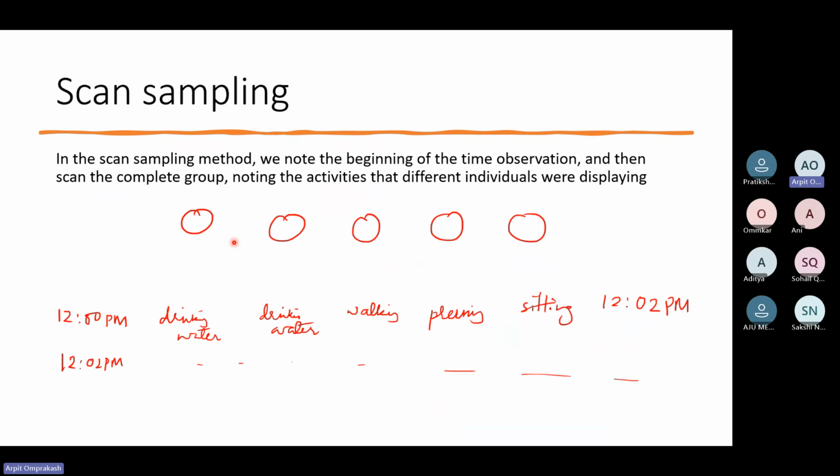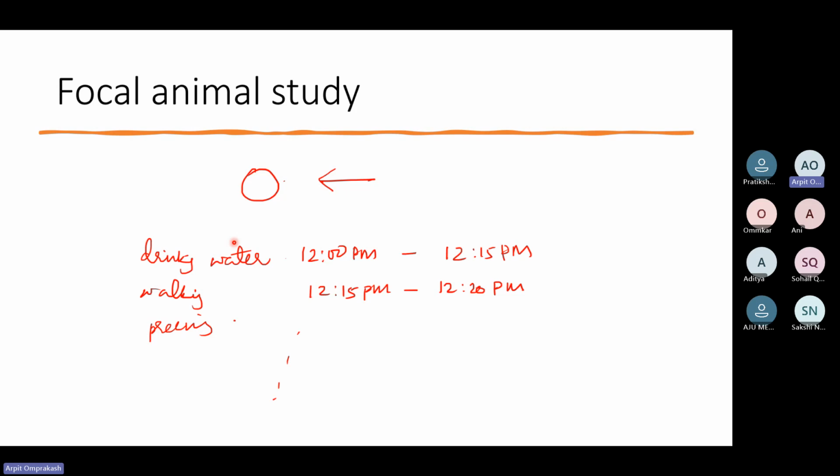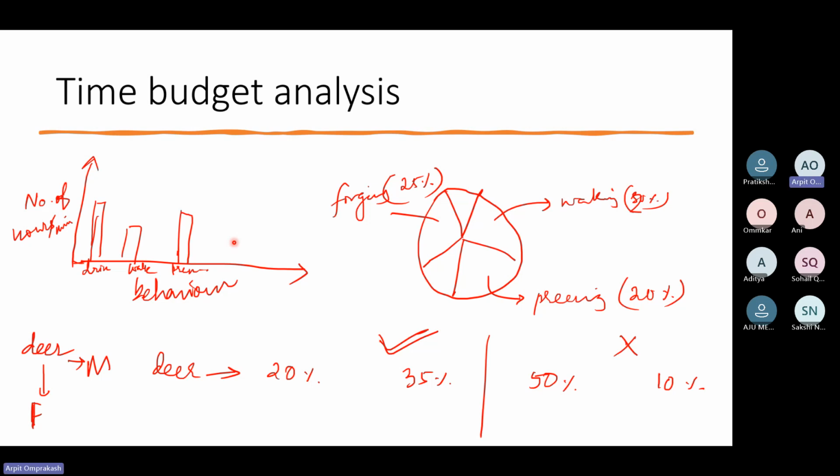Then we do scan sampling. In the scan sampling method, at the beginning of each time observation, we scan the whole group and note the different activities that all the individuals are displaying. Then we can do a focal animal study, where we are looking at just one individual of the population and seeing what that organism is doing from this time to this time throughout the day. Then, based on that, we can do a time budget analysis to answer behavioral questions and make studies.